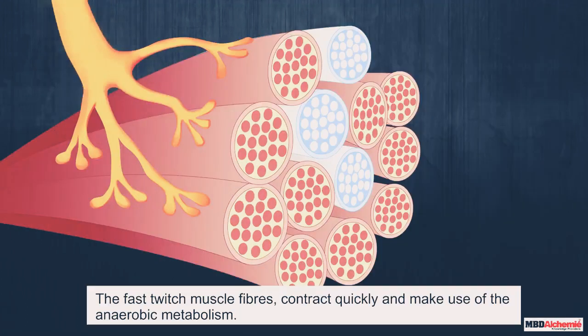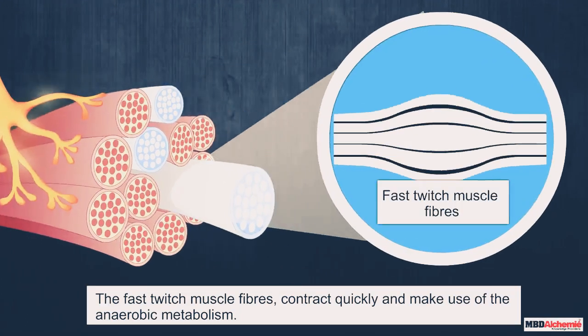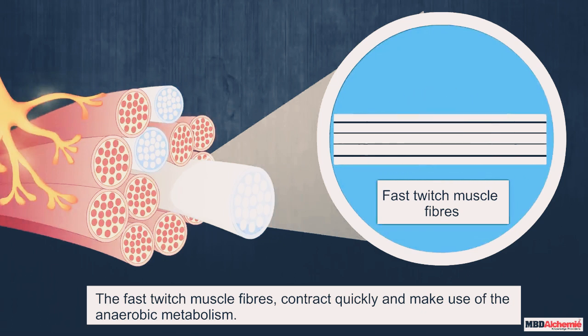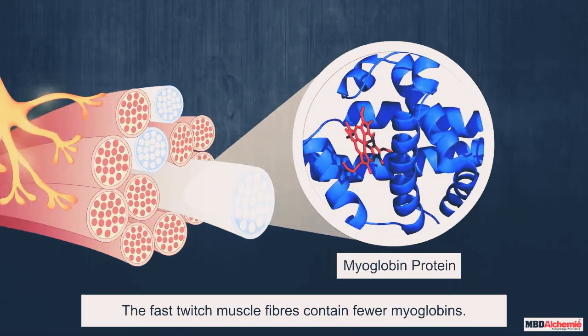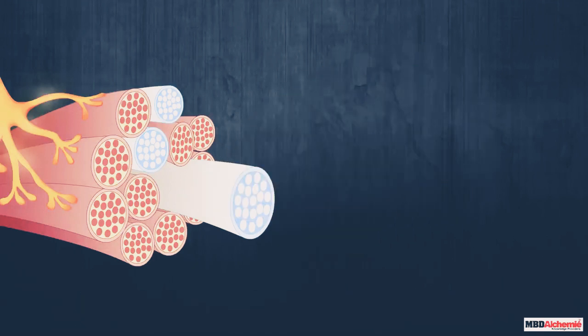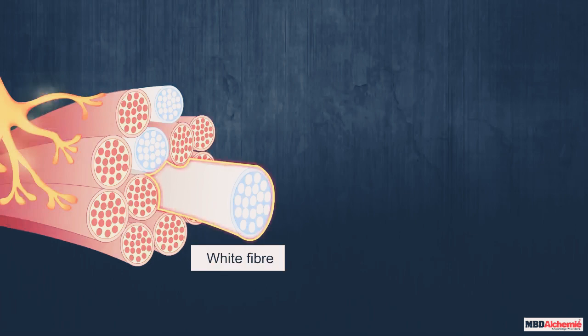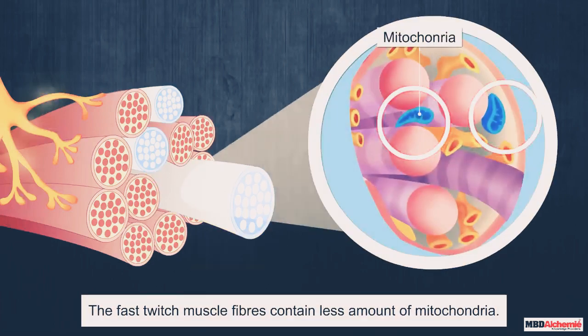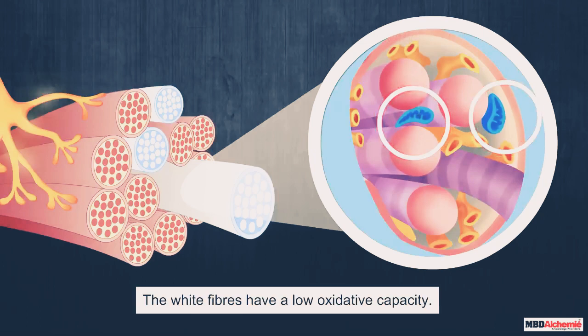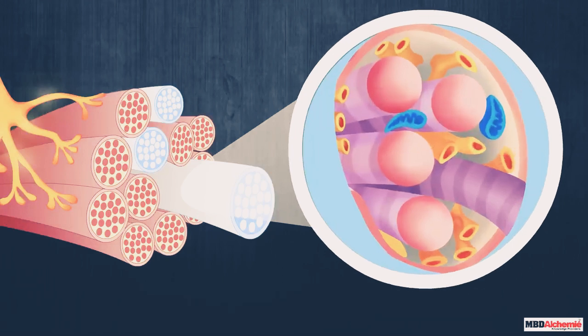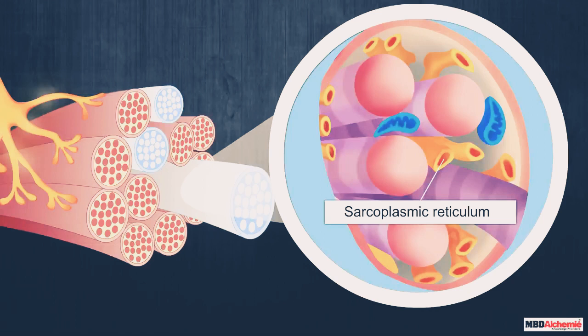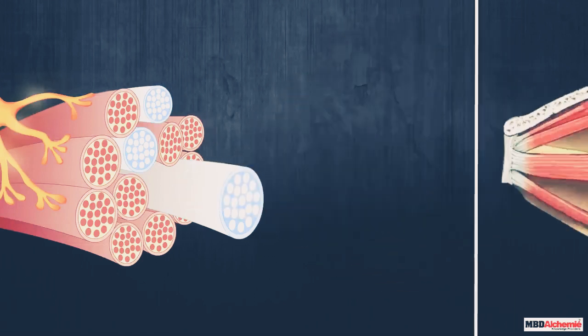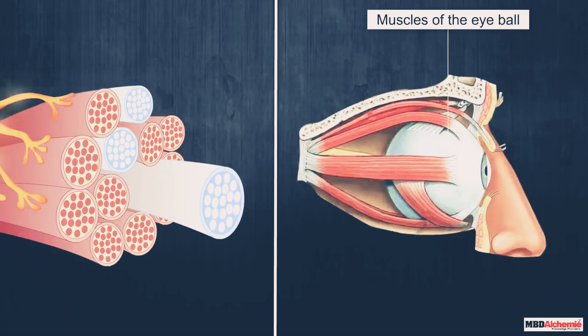The fast-twitch muscle fibers, on the other hand, contract quickly and make use of the anaerobic metabolism. They generally contain fewer myoglobins, thus are pale or whitish, hence also known as white fibers. The number of mitochondria are also few in them, hence they have a low oxidative capacity, that is, the ability to use oxygen is low. The amount of sarcoplasmic reticulum is high in white fibers. For example, the muscles of the eyeball.